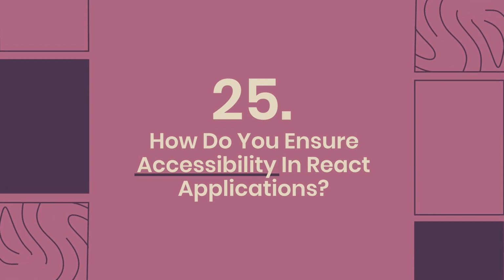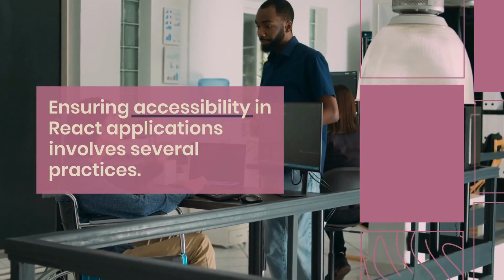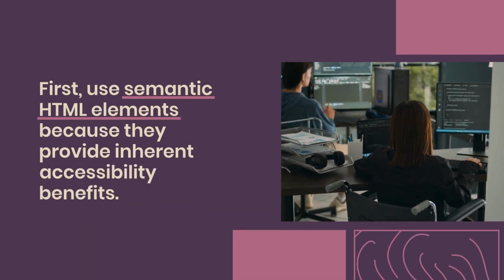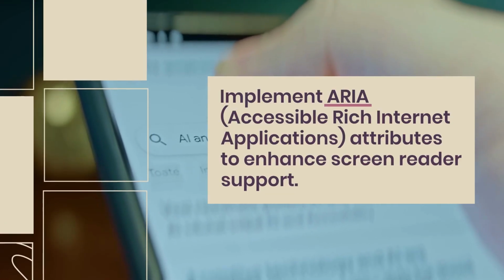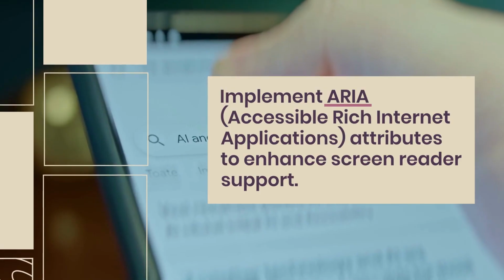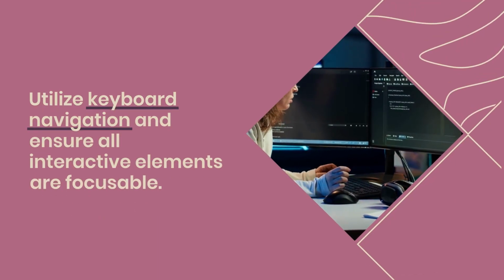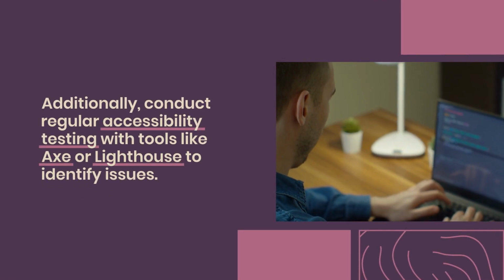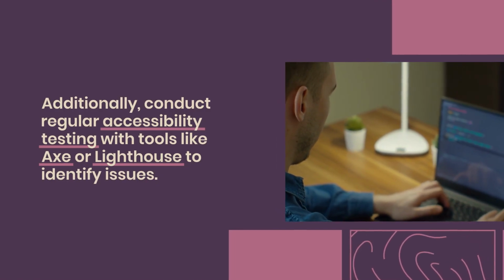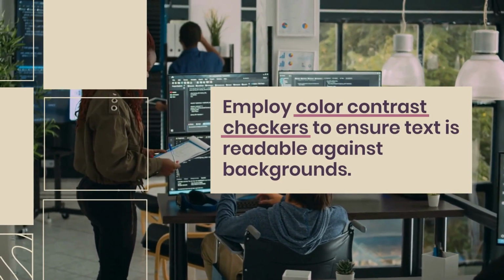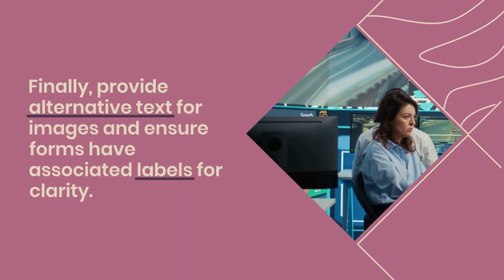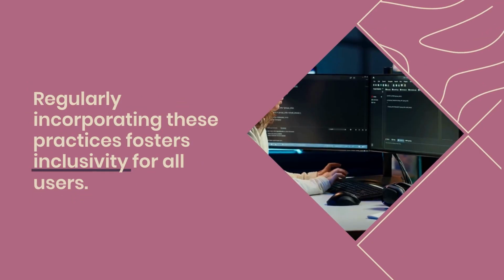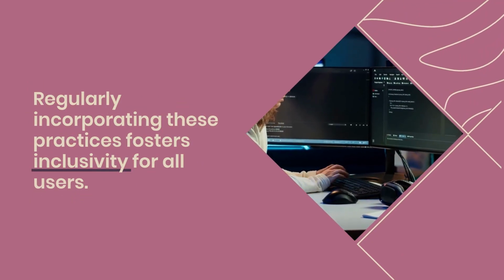25. How do you ensure accessibility in React applications? Ensuring accessibility in React applications involves several practices. First, use semantic HTML elements because they provide inherent accessibility benefits. Implement ARIA, Accessible Rich Internet Applications, attributes to enhance screen reader support. Utilize keyboard navigation and ensure all interactive elements are focusable. Additionally, conduct regular accessibility testing with tools like Axe or Lighthouse to identify issues. Employ color contrast checkers to ensure text is readable against backgrounds. Finally, provide alternative text for images and ensure forms have associated labels for clarity. Regularly incorporating these practices fosters inclusivity for all users.